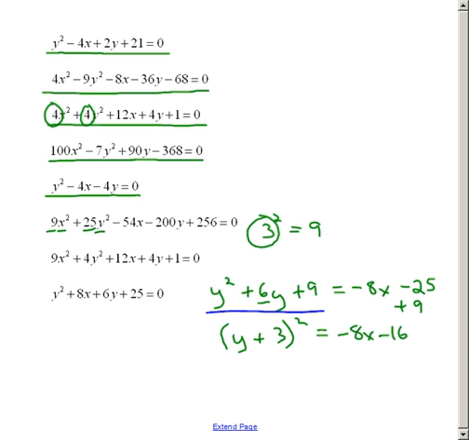All right, that's almost standard form for a parabola. We did complete the square, but to put it in standard form, you need to do one more thing, which is on the right side of the equation, factor out that -8. So you get -8 times the quantity x plus 2, and then you're done.